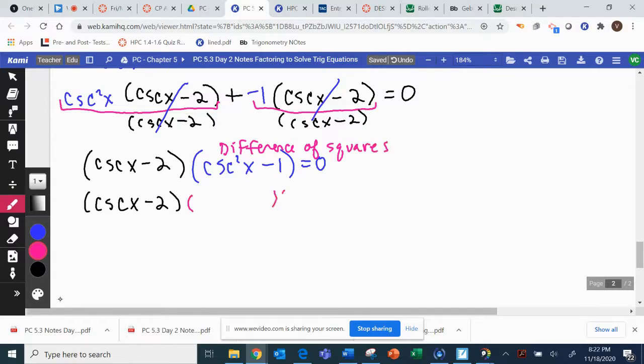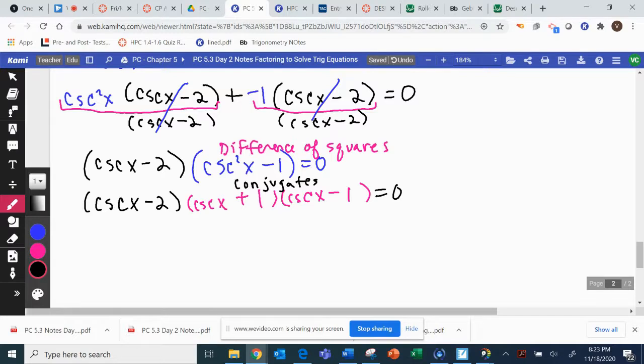And with the difference of squares, we have 2 parentheses, 1 plus, 1 minus, and we square root. We get cosecant squared x. I'm sorry, I just said square root and then I didn't do it. We square root, we get cosecant x and cosecant x. And then we square root the 1 and we get 1 and 1. And then you have factored by difference of squares. These two binomials are called conjugates. We have 1 plus, 1 minus. And when we multiply those together by FOIL, the two middle terms cancel out. And that's how we get a difference of squares.